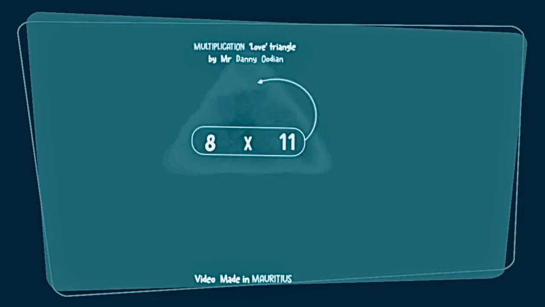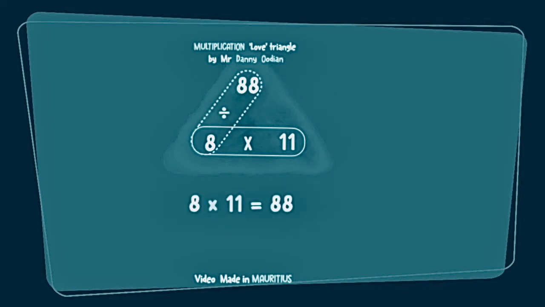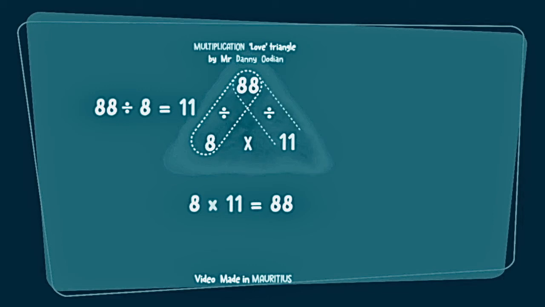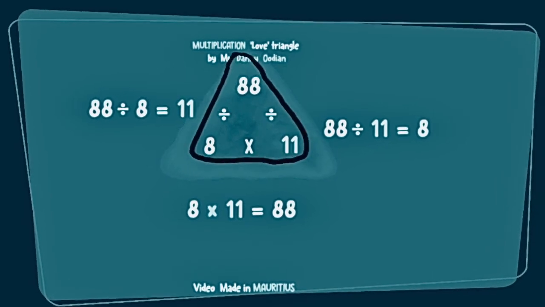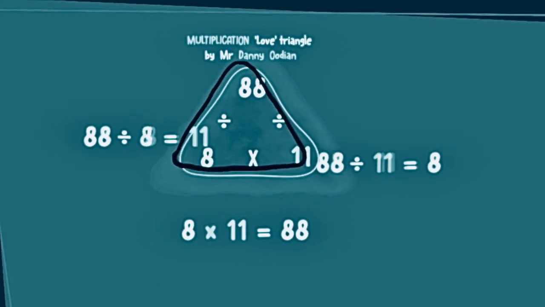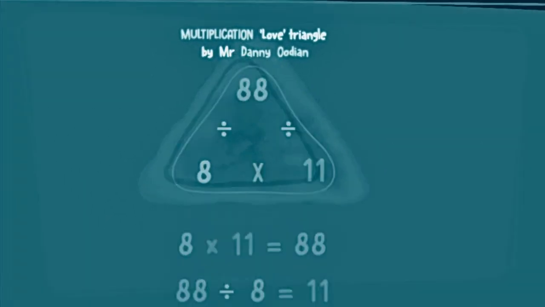8 times 11, 88. But 88 divided by 8 is equal to 11. Similarly, 88 divided by 11 is equal to 8. So, 88, 8, and 11 make a multiplication triangle.